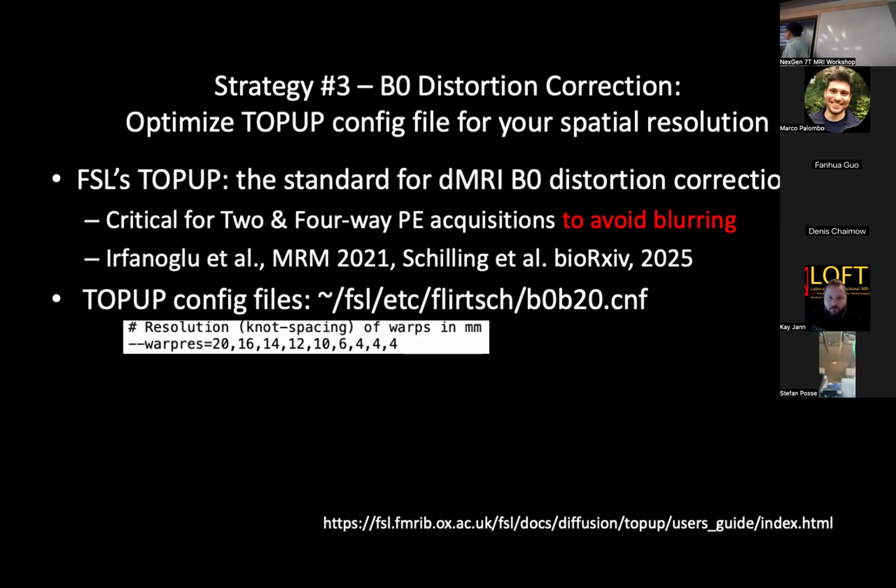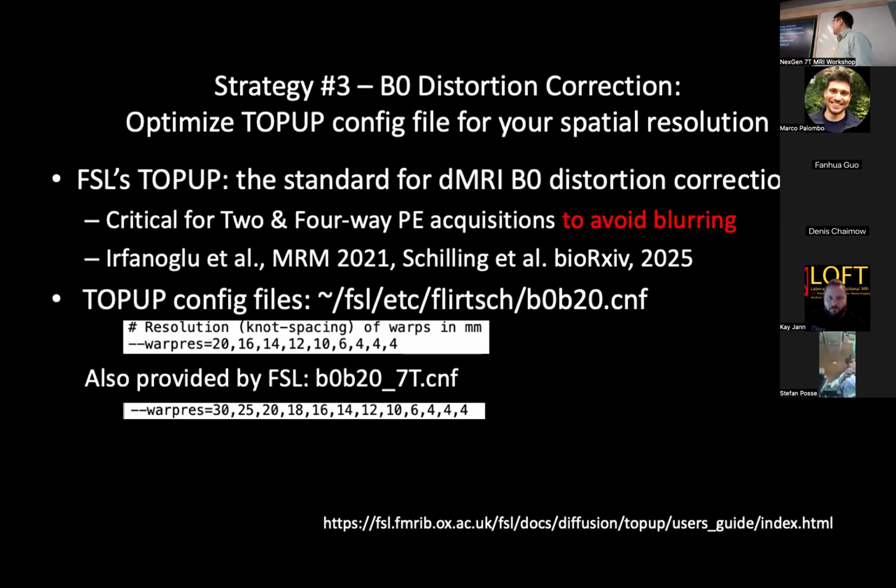If you go into this file and look at the warp resolutions it iterates over to correct the distortion, the default goes from 20 millimeters all the way down to 4. If you're acquiring 1 millimeter or sub-millimeter data, a 4 millimeter warp doesn't make sense. It's way too coarse. And just a caveat: if you thought FSL provides a 17 version, why not try that, it still goes to 4 millimeters. So they assume you're still acquiring low resolution at 17, which is weird.